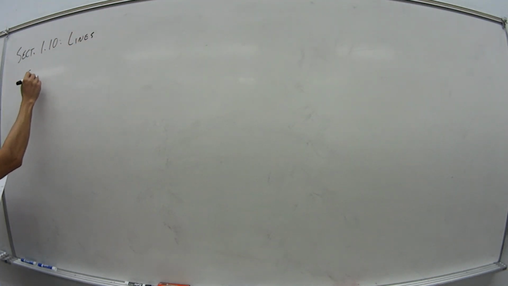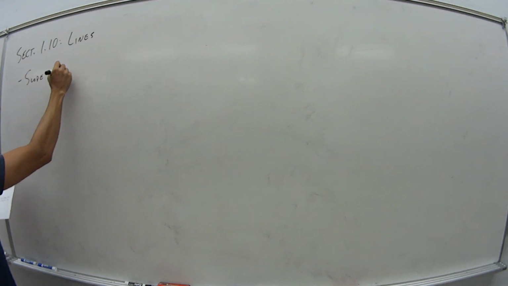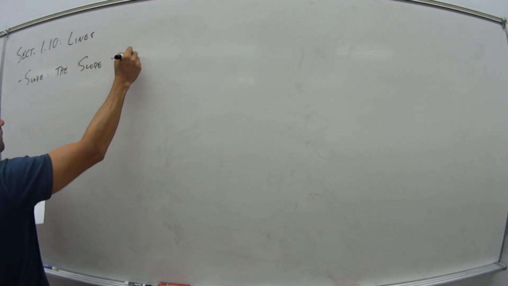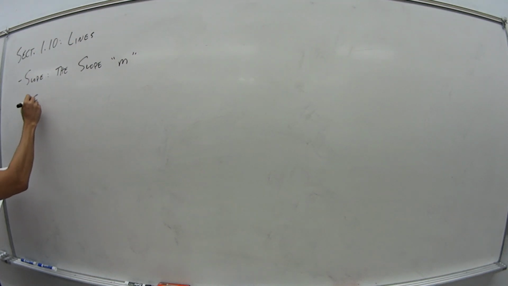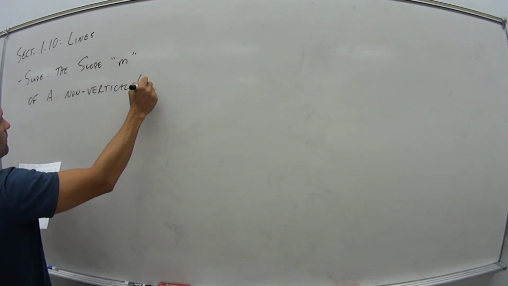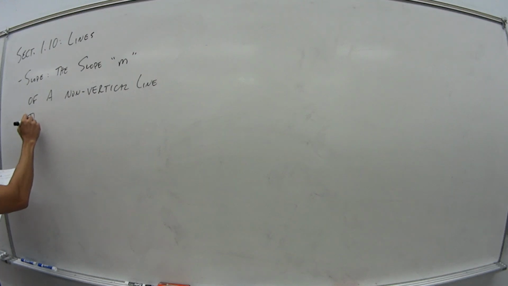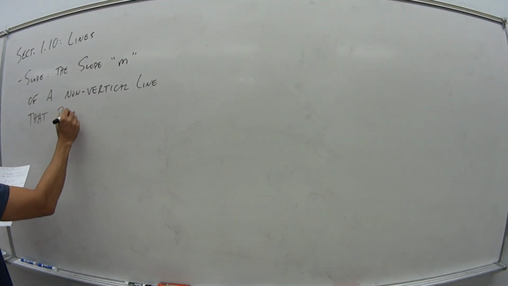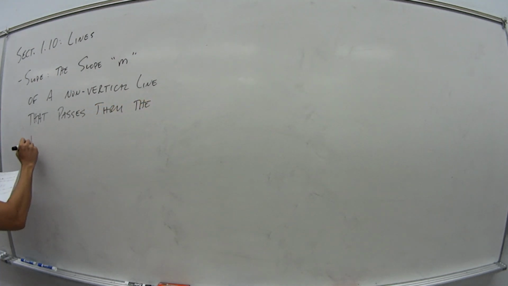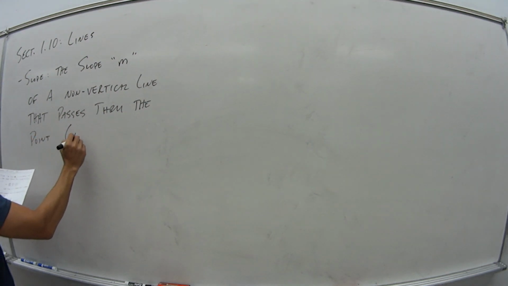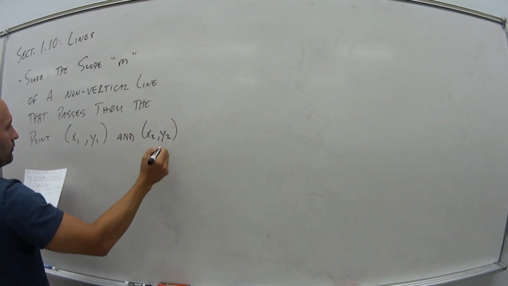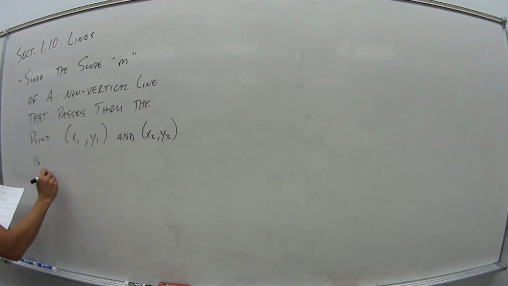So first, definition, slope of a line. So the slope, which we denote m, of a non-vertical line that passes through the points x1, y1, and x2, y2 is given by this formula.